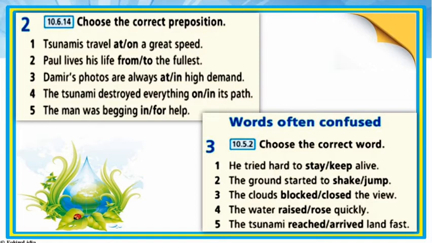Okay, thank you. Exercise 3. Words often confused. Choose the correct word. 1. He tried hard to stay, keep alive. 2. The ground started to shake, jump. 3. The clouds blocked, closed the view. 4. The water raised, rose quickly. 5. The tsunami reached, arrived land fast.